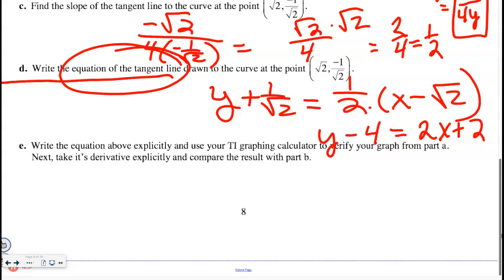All right. Next. Now we're going to really add a layer of depth to it. Write the equation above explicitly. You should know what that means from yesterday. Explicitly defined functions need to be in what form? Y equals some function of x. So that means code language, you solve for y. Sometimes you can't. Actually, a lot of the times you can't. But I put an E, pretty simplistic, implicitly defined function.